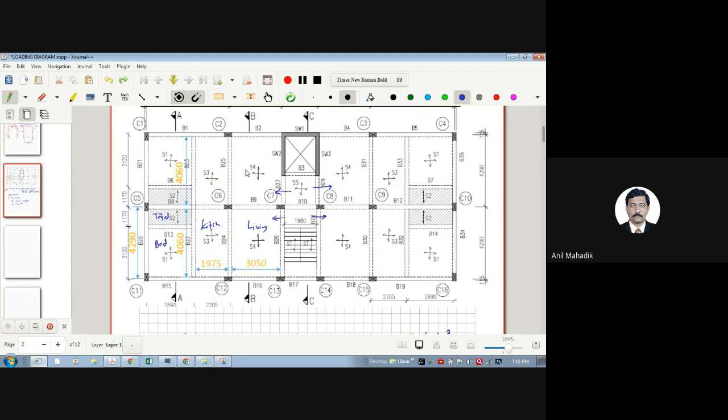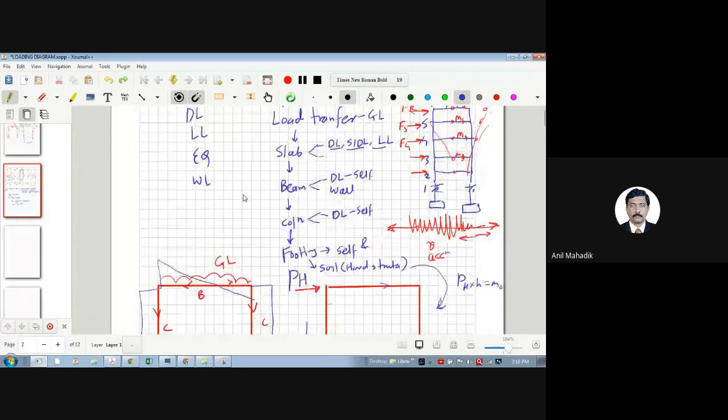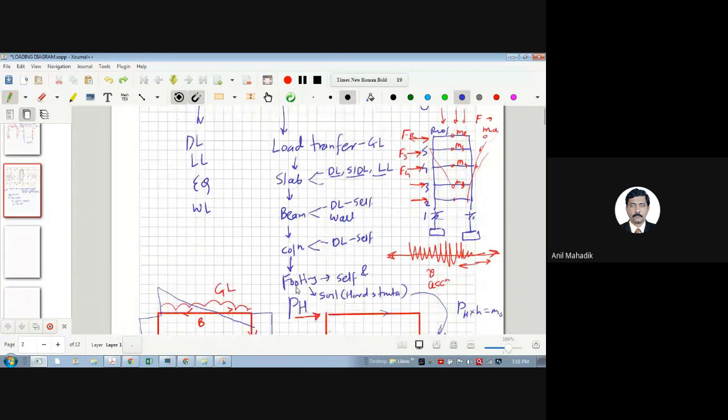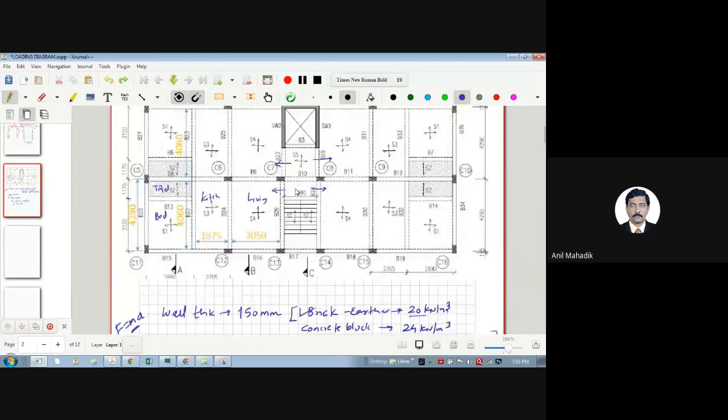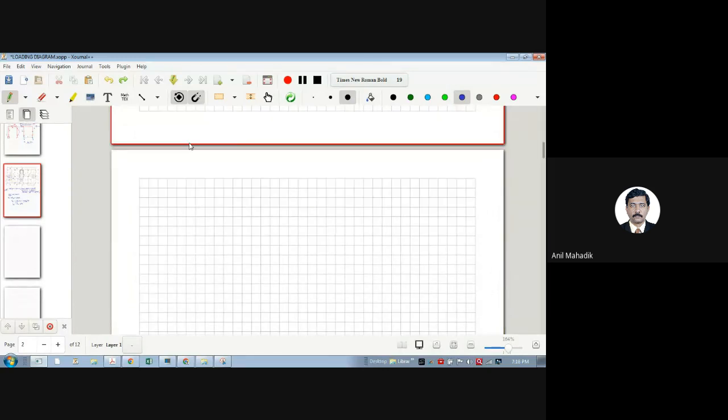Now first we start with the slab. As we know, the load path is from slab to beam, beam to column, and column to footing. So we will start with the slabs first. So what are the loads on slabs? First is the self weight of slab, which is nothing but dead load, DL, let's say.